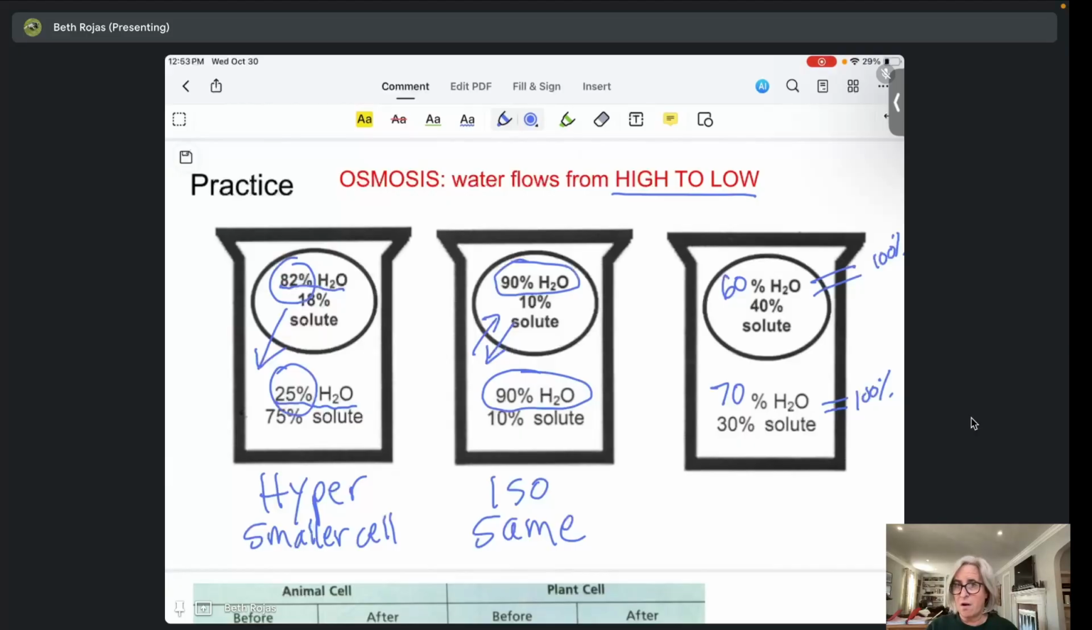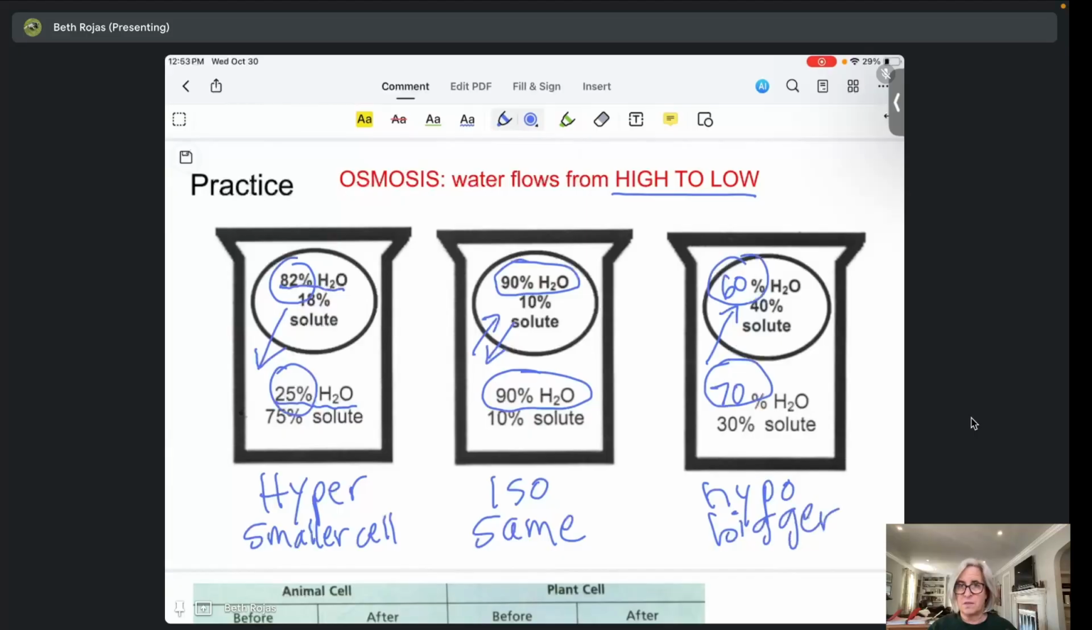So now that we figured out how much water there is, let me just erase this so it's not too confusing for you. Now that we know how much water there is inside and outside the cell, you can predict that water is going to move into the cell because 70 is higher than 60, right? And so because of that, this would be called a hypotonic solution, and the cell would get bigger.